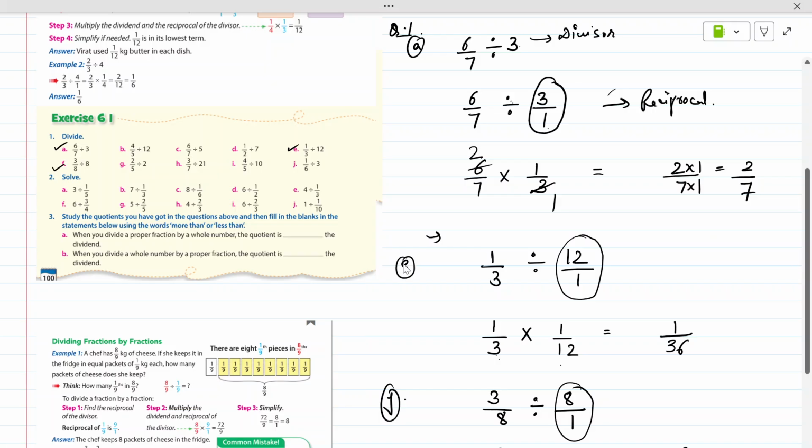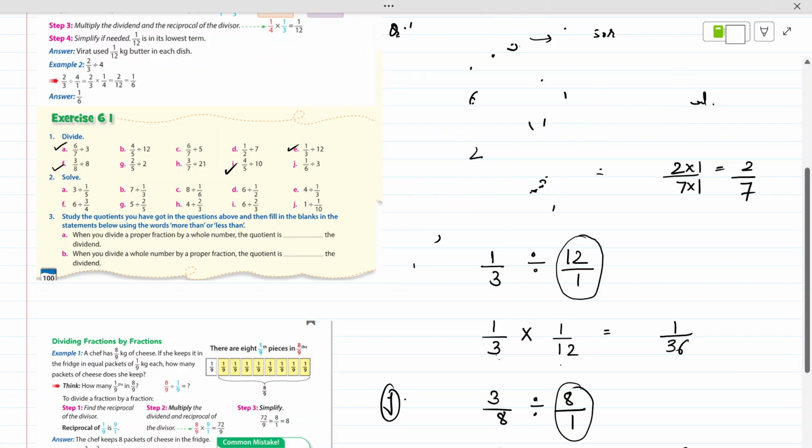Now I'm picking one more question. I'm picking 4 by 5 divided by 10 here.